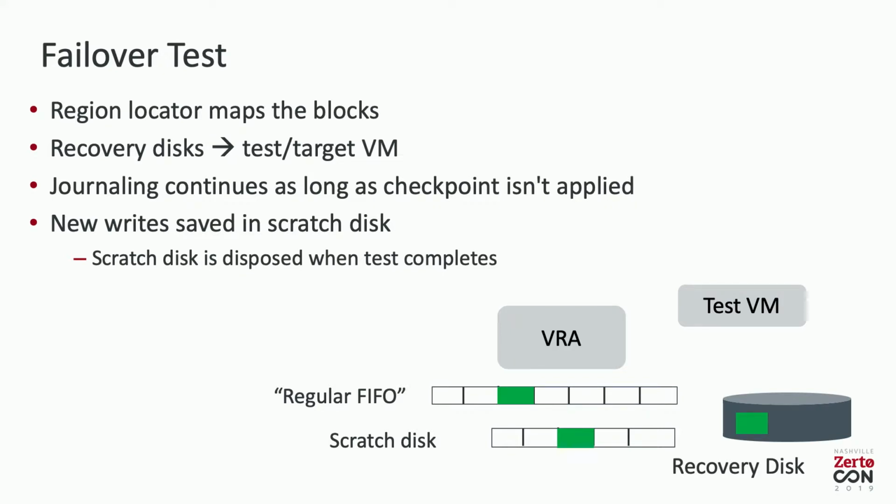Okay, so this is what it looks like normally, right? Journal is growing, shrinking, IOs flowing through the journal. But how do we use it for failover? Sorry, can I ask a question? Yeah. Journal?